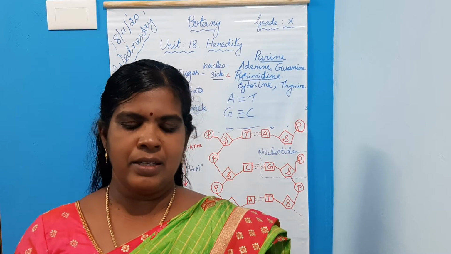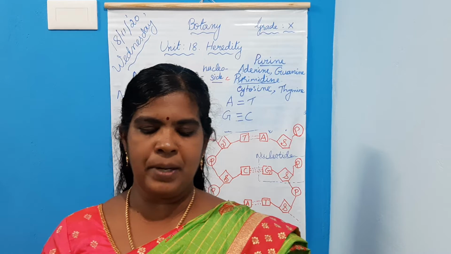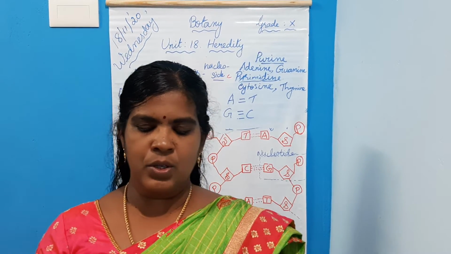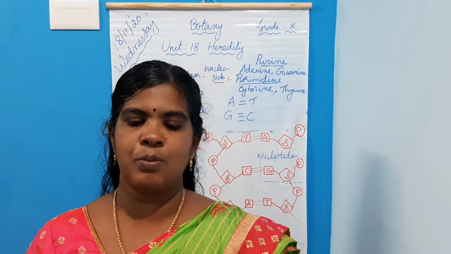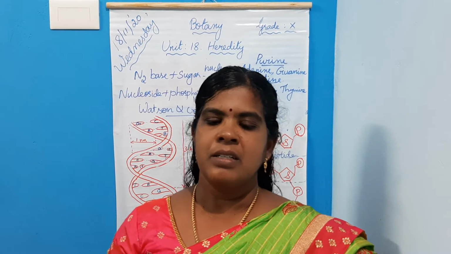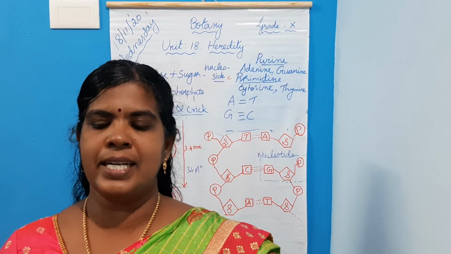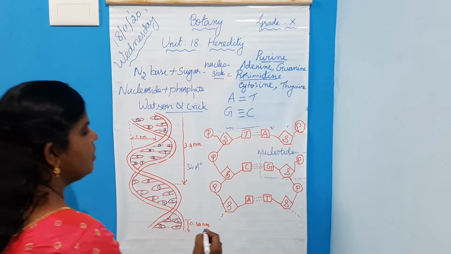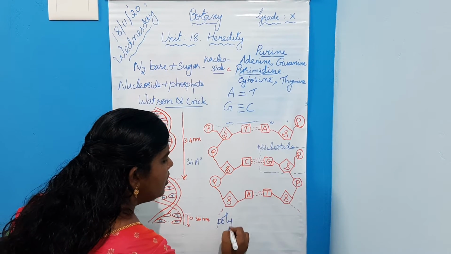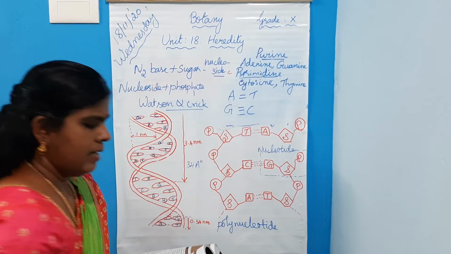Next, fill in the blanks. Seventh question. The number of chromosomes found in human beings are 22 pairs of autosomes and 1 pair of allosome. Allosome means sex chromosome. Fourth one, DNA consists of 2 dash chains. Polynucleotide chains. Next one.